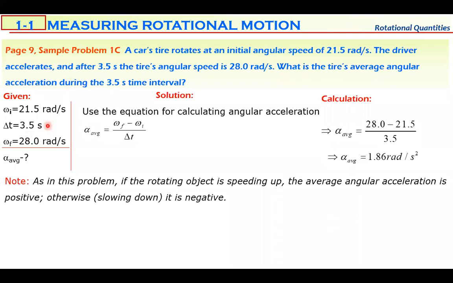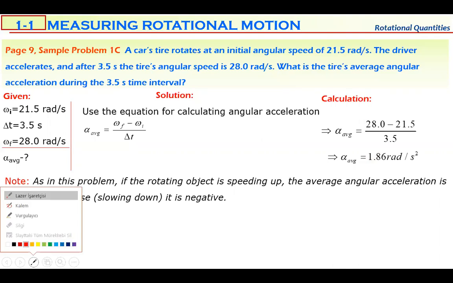The equation for average angular acceleration is omega final minus omega initial divided by delta t. Final is 28, initial is 21.5, in brackets, divided by 3.5, which is 1.86 radian per second squared. As in this problem, if the rotating object is speeding up, average acceleration is positive. If it is positive, you are going to say that it is speeding up. But if you calculate an acceleration as negative, you are going to say that this object is slowing down, angular speed is decreasing. But if it is positive, angular speed is increasing.